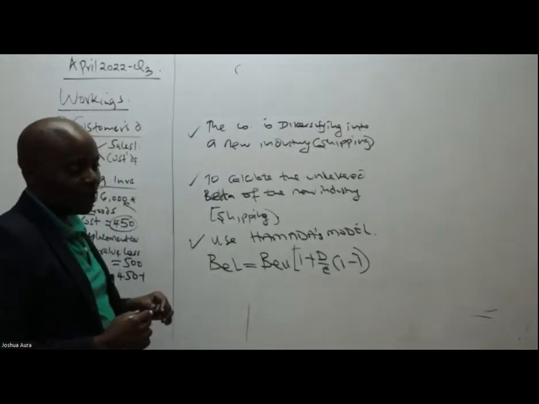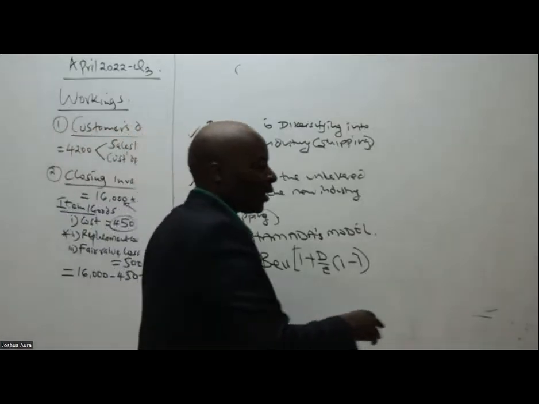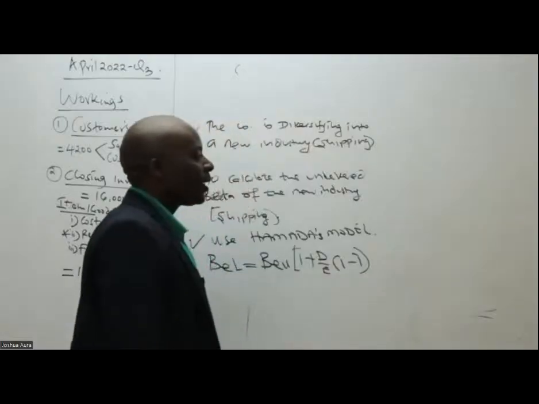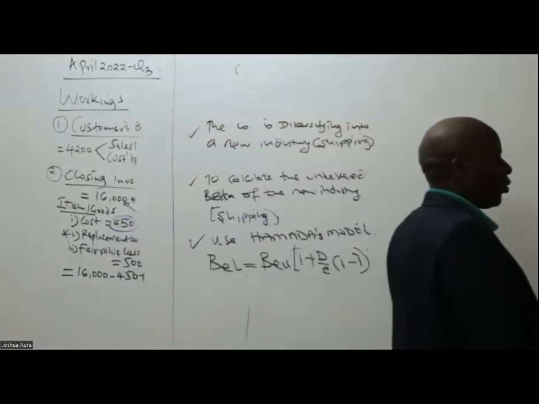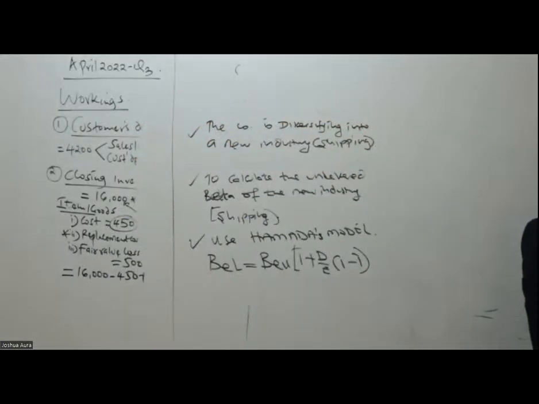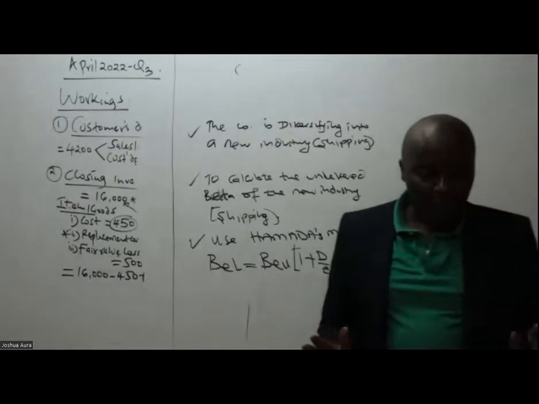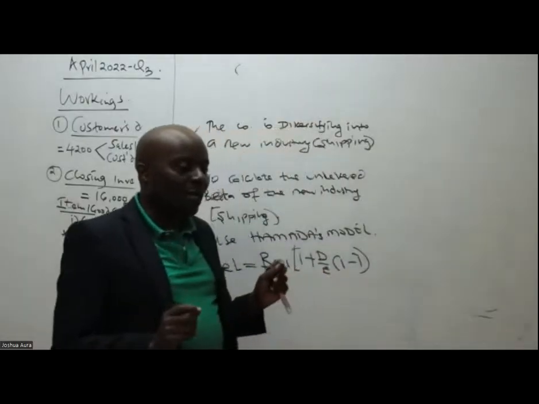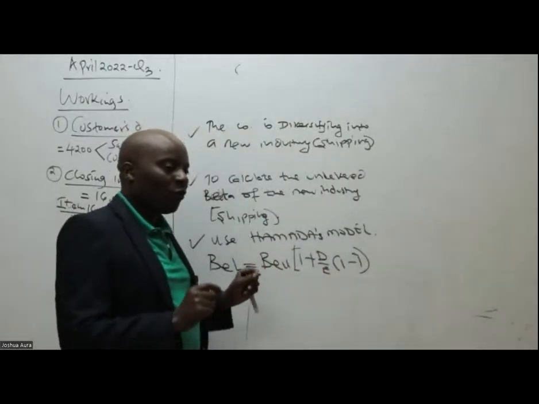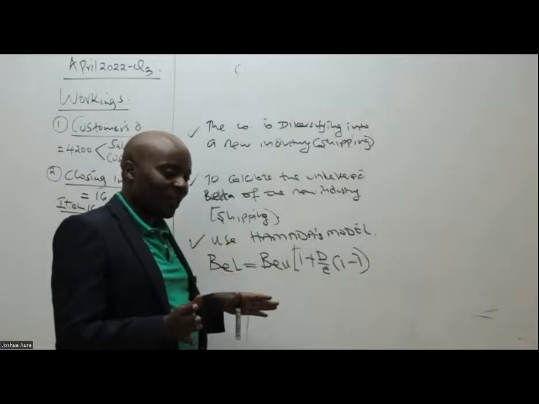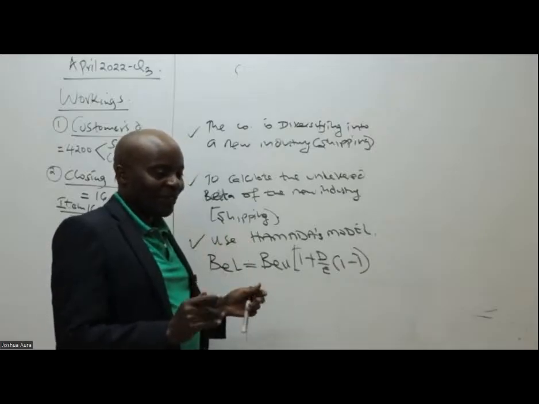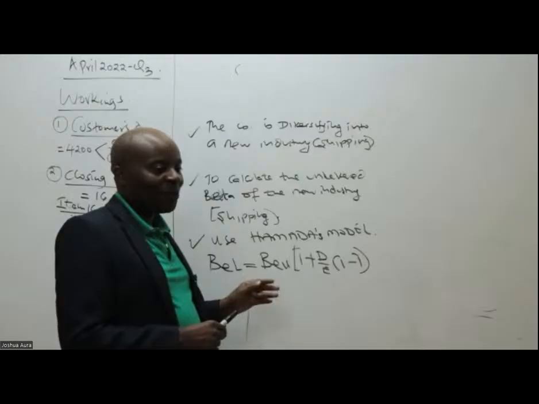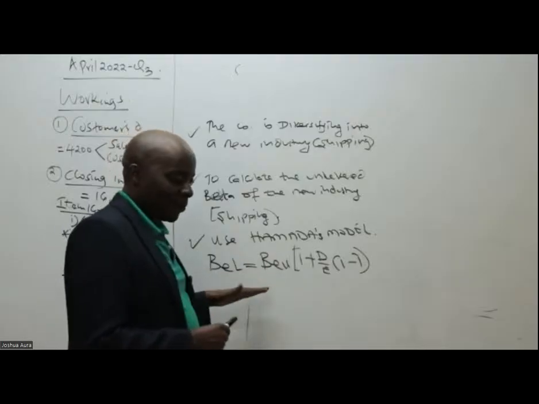First of all, I would want your confirmation that up to here, we are together. When you are diversifying into a new industry, that should be the first thing you need to do. You have to come up with the beta equity of the unlevered firm of the new industry. Up to here, have you been able to write?